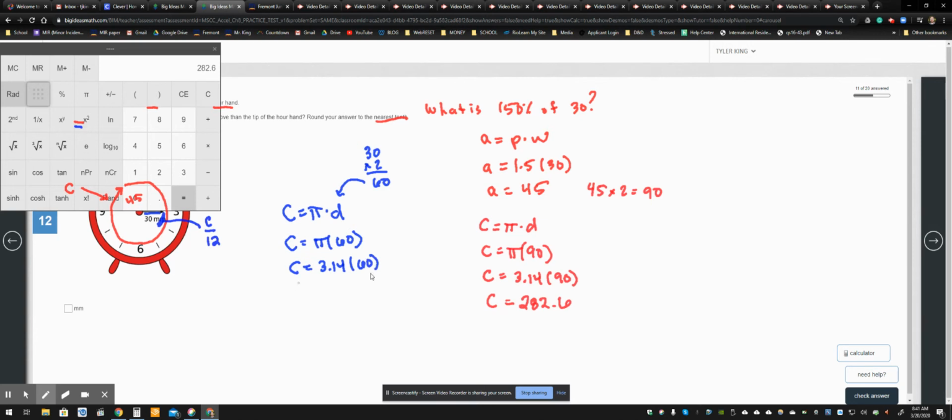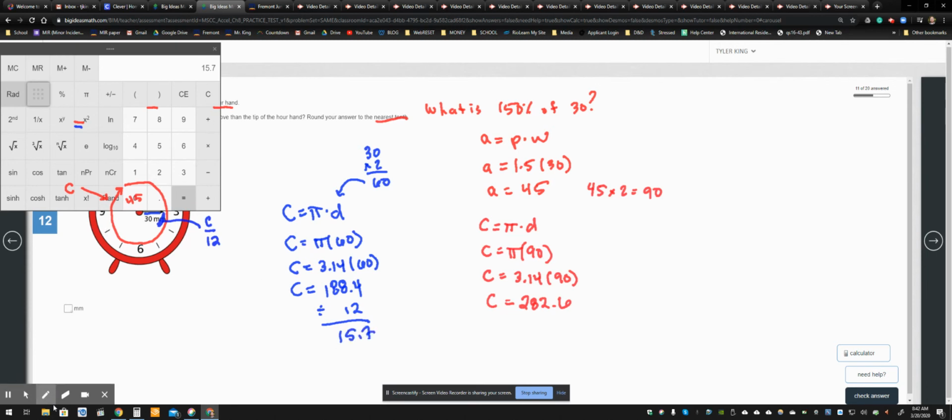Now when we do this, we're going to find out that our circumference is going to approximately be, and we have 3.14 times 60 is equal to 188.4. Now, we have to remember we didn't go the full distance around for our hour hand. We only went 1/12 of the way. So we're going to take this 188.4 and divide it by 12. So we're going to grab our calculator, take this 188.4 and divide it by 12, and we're going to end up with 15.7.